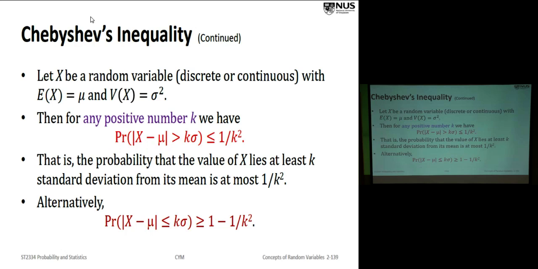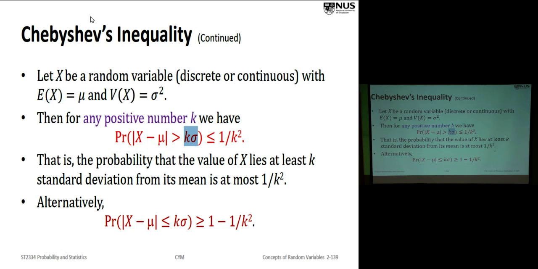Then, it's key, this purple statement is true whatever strictly positive number k I take: the probability that the difference between x minus mu in absolute value is bigger than k times sigma is at most 1 over k squared. Again, in words, the probability that the value x lies at least k standard deviations from its mean is at most 1 over k squared.